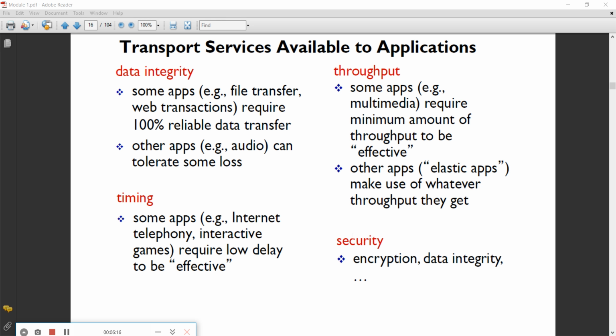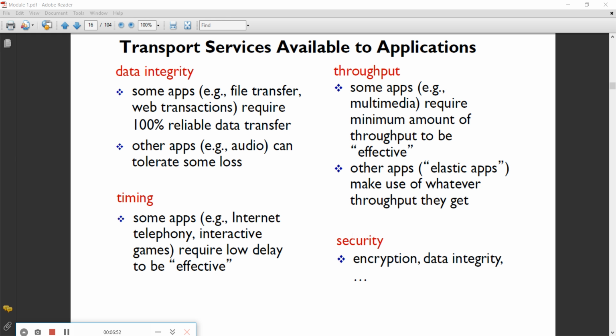Next one is security. A transport protocol can provide an application with one or more security services. For example, in the sending host, a transport protocol can encrypt all data transmitted by the sending process, and in the receiving host, the transport layer protocol can decrypt the data before delivering it to the receiving process. Such a service would provide confidentiality between the two processes.